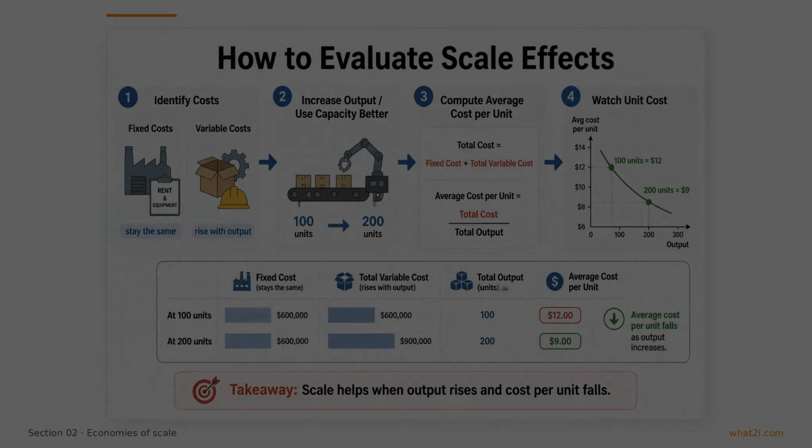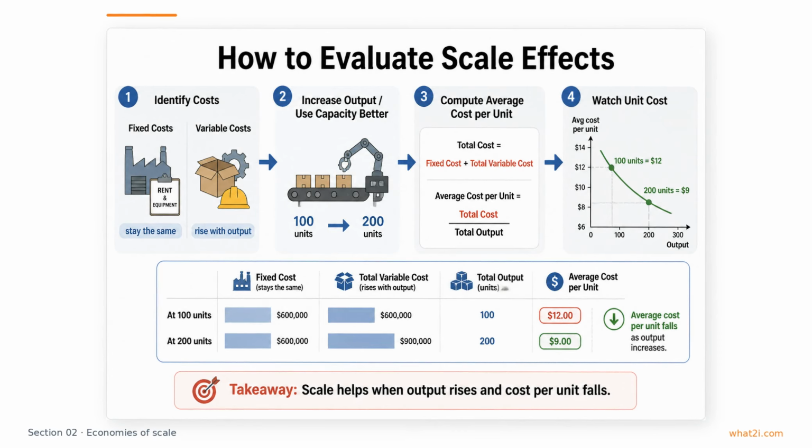To evaluate whether scale is helping, start by separating fixed and variable costs clearly. Then look at what happens as output rises or capacity is used more fully. Compute average cost per unit at different production levels rather than focusing only on total cost.